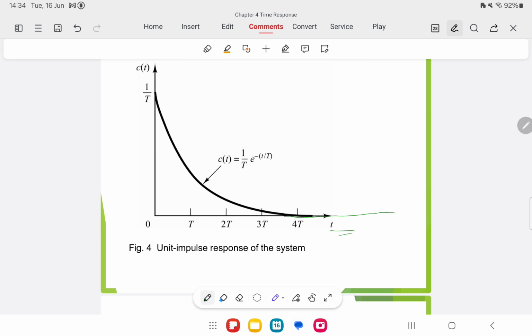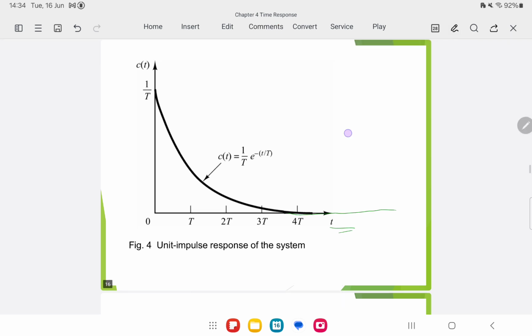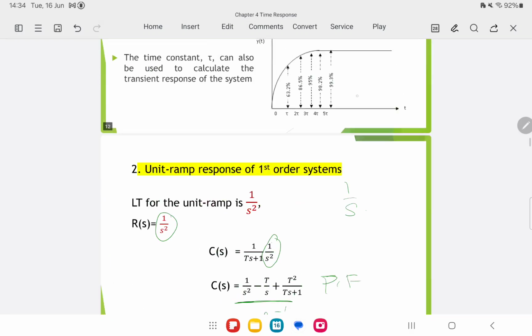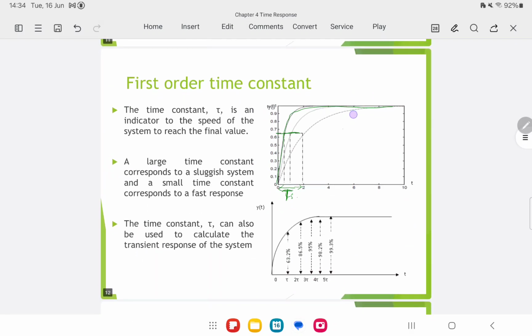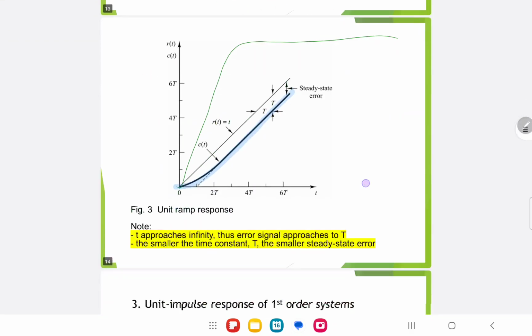Okay, that is why among all these 3 units yang biasanya kita akan pakai adalah unit apa? Unit step yang ni. Okay, sebab senang we want to observe on the output.